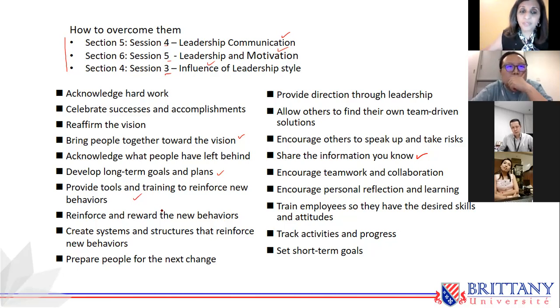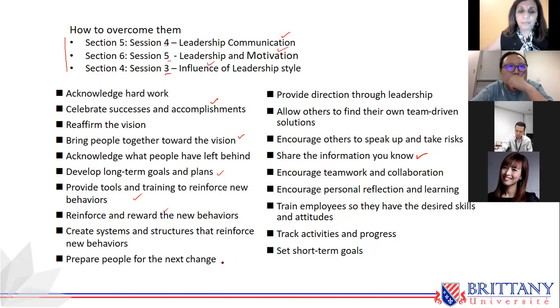Even reward the new behaviors. Give them an acknowledgement and say, wow, Department A, they have implemented the change and they're doing so well. Give them an announcement, give them a certificate, some kind of this one. Celebrate success and accomplishments. And then prepare people for the next change.